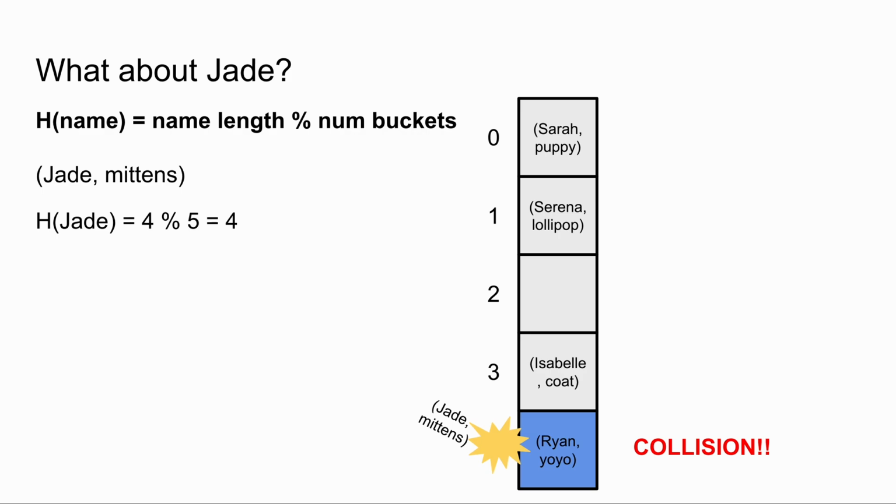How do we resolve this? Can Jade and Ryan both get Christmas presents from Grandma? Or will Jade be the only grandchild left out? To be continued. In our next video, we will look at some ways we can resolve collisions.